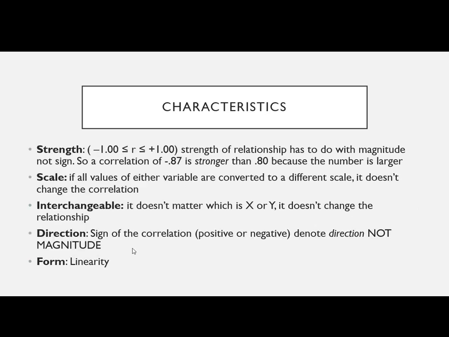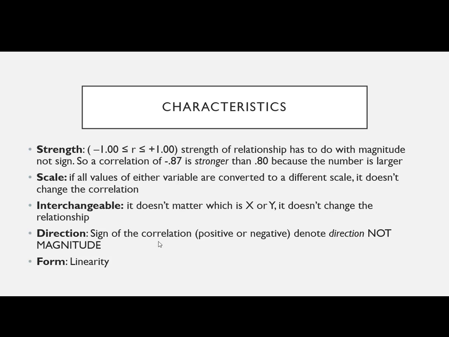Okay, characteristics. The strength of the relationship spans between -1 and +1. The strength of the relationship has to do with the magnitude, not sign. So a correlation of -0.87 is a stronger relationship than +0.80 because the number is larger; it has nothing to do with the sign. Scale: if all values of either variable are converted to a different scale, it does not change the correlation. Interchangeable: it doesn't matter which is X or Y. It doesn't change the relationship. It will change the scatter plot, but it won't change the relationship or the magnitude.